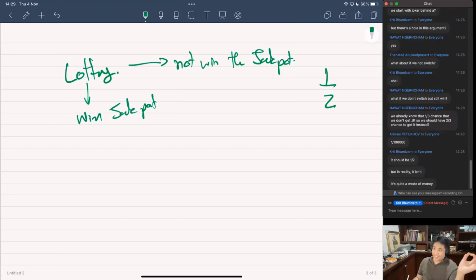Okay, is that one good? If you use exactly the same argument that you had before by counting, okay, do I win the jackpot? Yes. Do you win the jackpot? No, here. And then you count, okay, there are two, it's a half. But in your mind, you know it's clearly wrong. What Alexei said is correct, right?